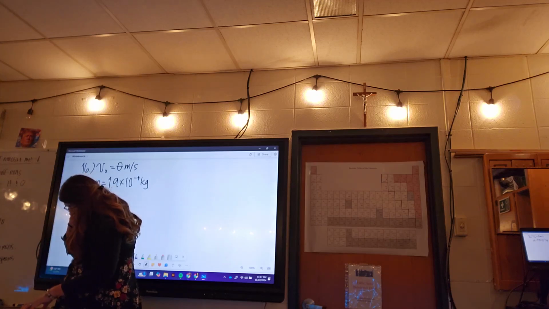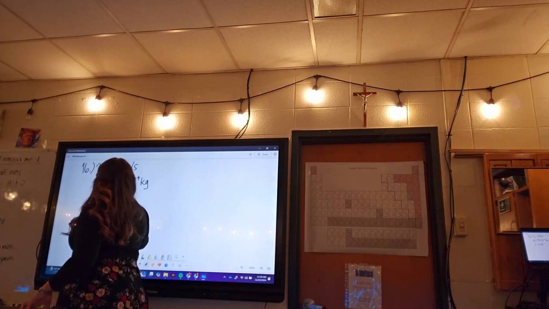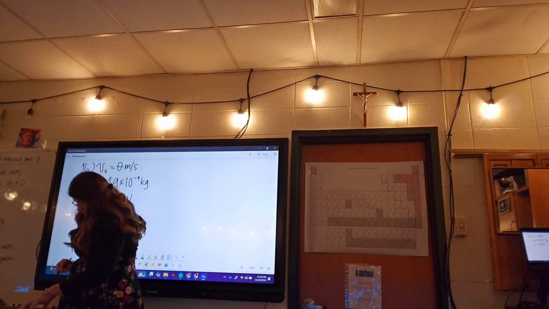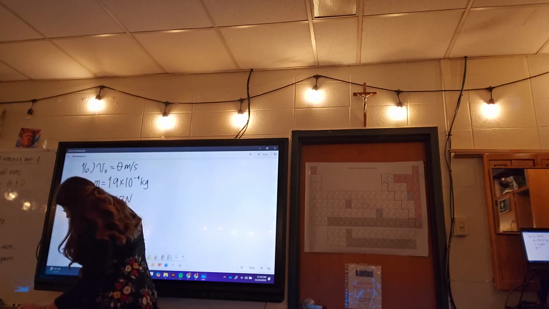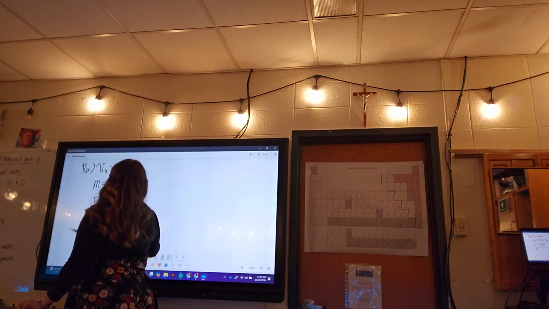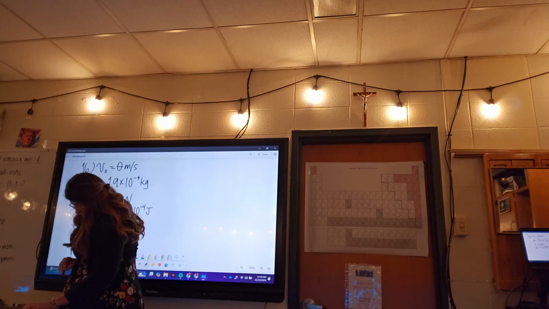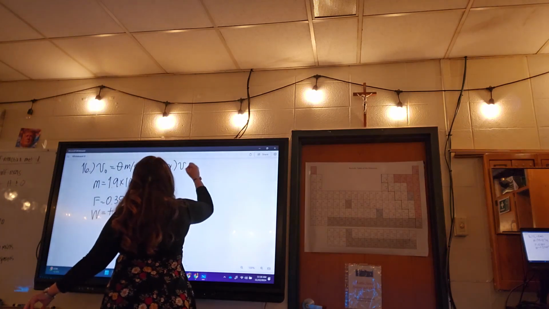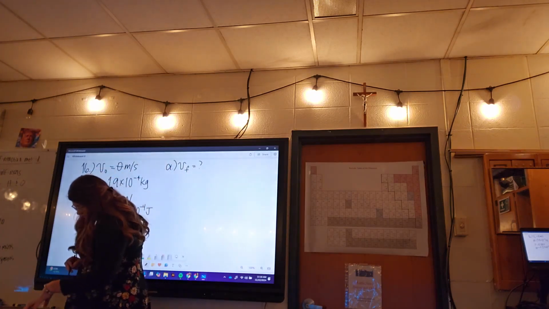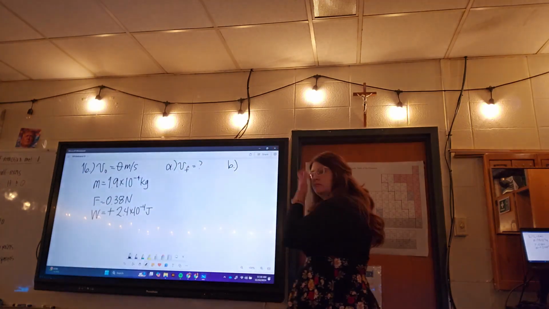While the flea is pushing off the ground, it exerts an average upward force of 0.38 newtons. This force does positive 2.4 times 10 to the minus 4 joules of work on the flea. I'm so happy that they asked us to use these scientific notation numbers. What is the speed of the flea when it leaves the ground? So A would be v final equals question mark. And then B, how far upward does the flea move? What would you be solving for in part B? x.